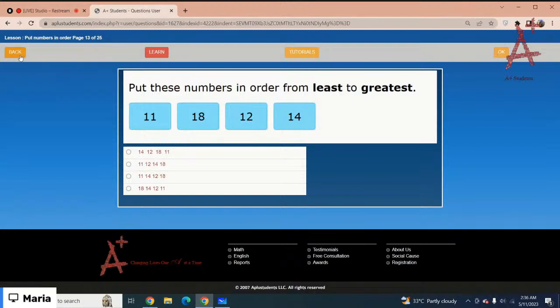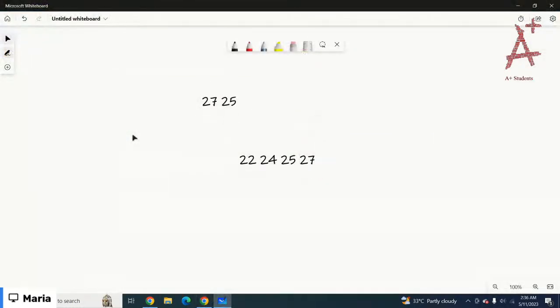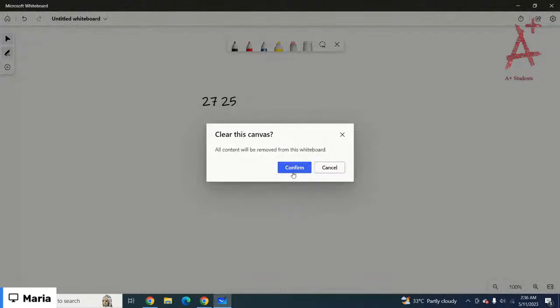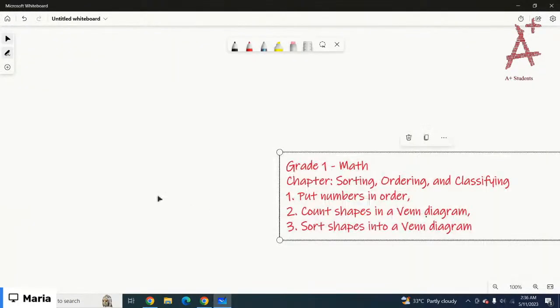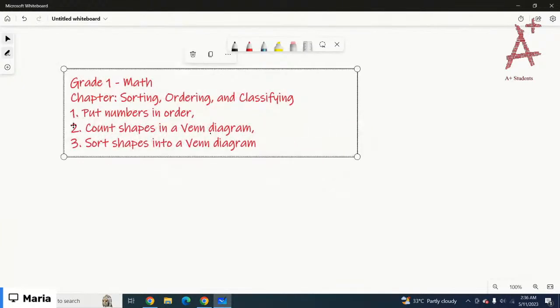Okay, you can complete the test by yourself later today. So we were working on grade 1 maths. The chapter we're working on is sorting, ordering, and classifying. The lessons we have covered today are put numbers in order, count shapes in a Venn diagram, and sort shapes into a Venn diagram. Please make sure before the next session you complete all the test questions for the lessons we did today.